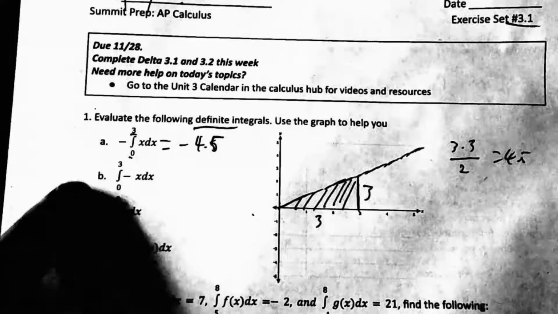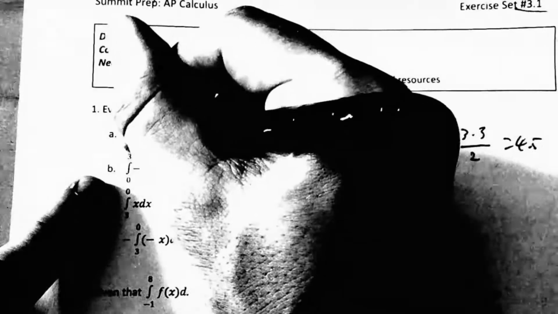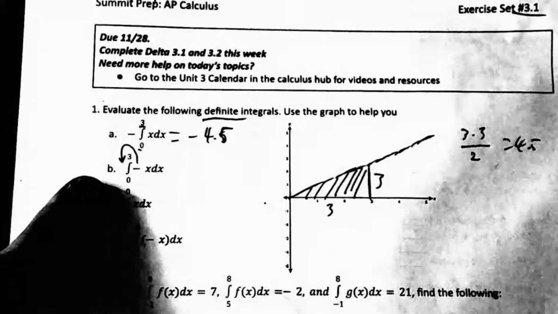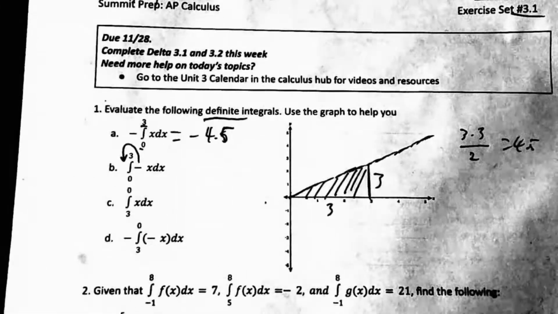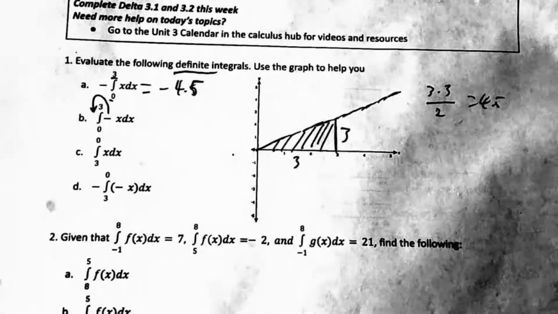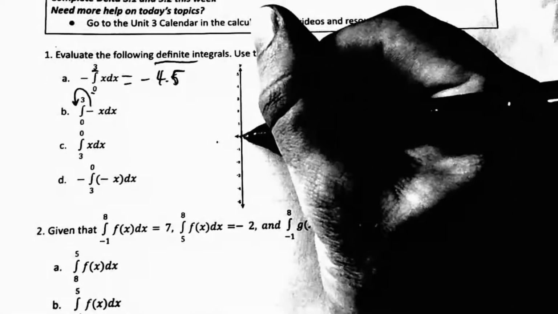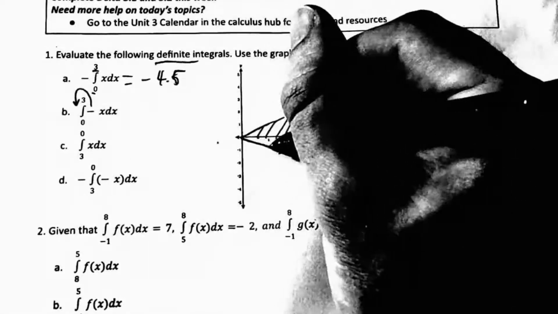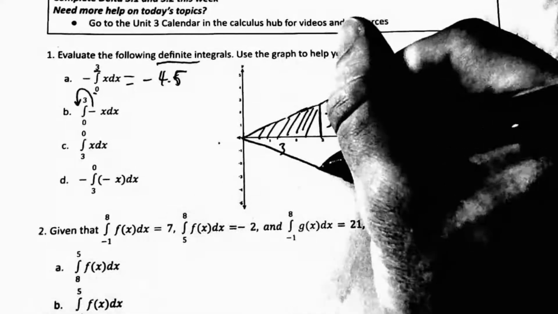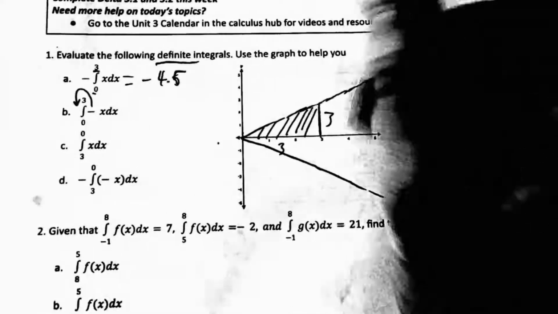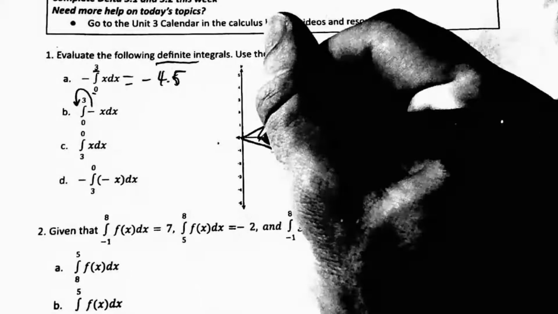So for B, really this negative sign can come out to the front. That's one of our rules, the constant rule. But for the sake of the proof, I will go ahead and graph the negative x to show you why they're the same. So again, it's going to look something like this, and then it's going to be this region here.